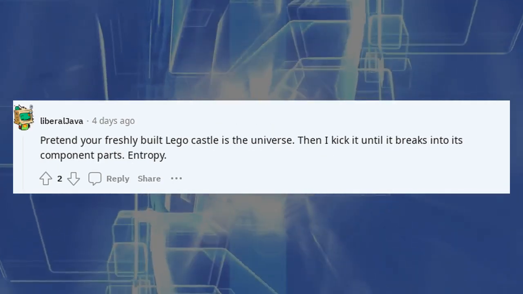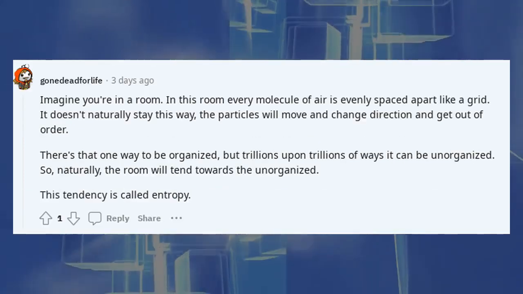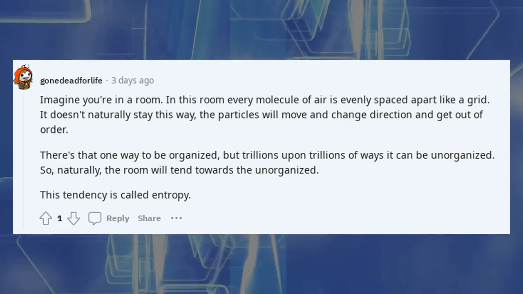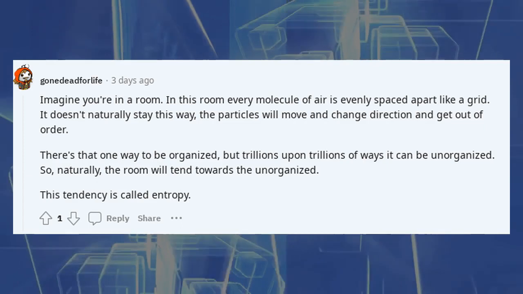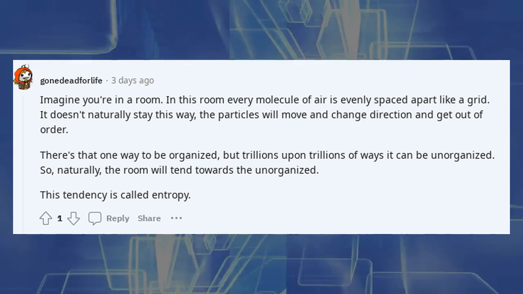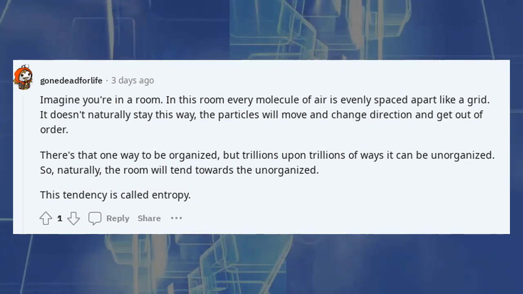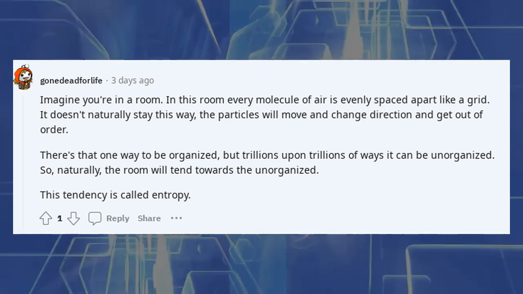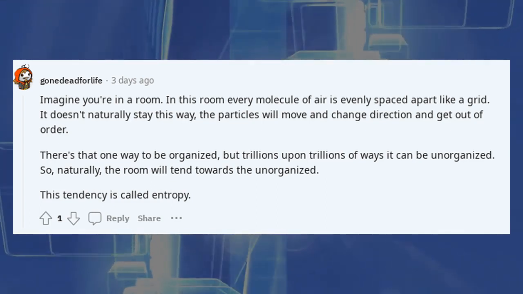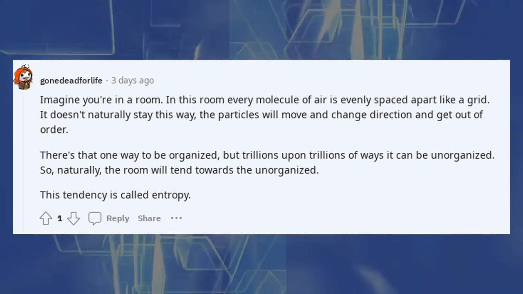Pretend your freshly built Lego castle is the universe. Then I kick it until it breaks into its component parts. Entropy. Imagine you're in a room. In this room, every molecule of air is evenly spaced apart like a grid. It doesn't naturally stay this way. The particles will move and change direction and get out of order. There's that one way to be organized, but trillions upon trillions of ways it can be unorganized. So, naturally, the room will tend towards the unorganized. This tendency is called entropy.